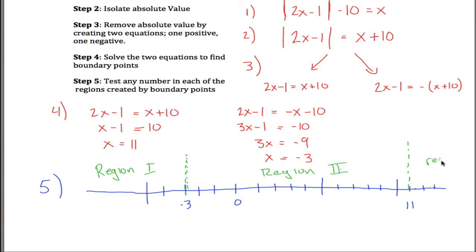You got region 3 out here. Why are some of them capitalized and some aren't? I don't know. Guess I could make this capital R. Whatever. Creates 3 different regions for you.